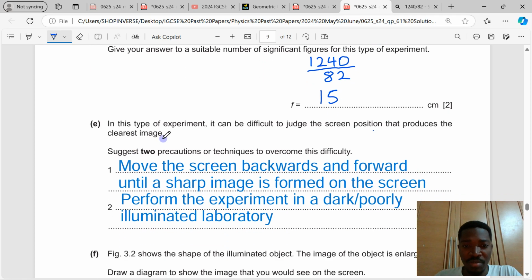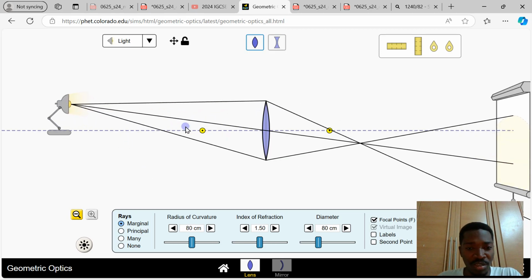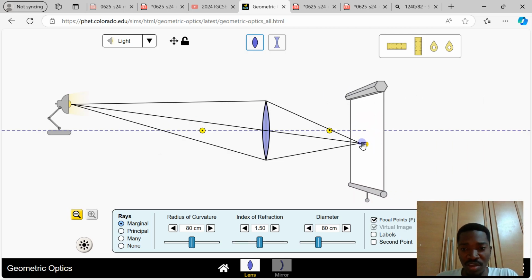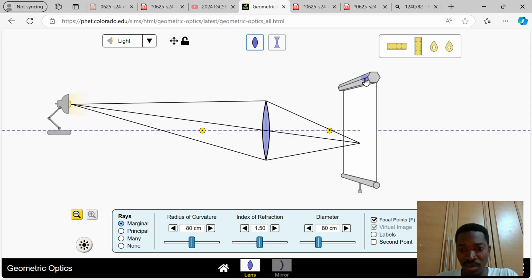Now, in this type of experiment, it can be difficult to judge the screen position that produces the clearest image. State two precautions or techniques to overcome this difficulty. We're able to see these lines because this is a simulation, but in a real life setting, these lines will not be here. You know where these lines cross now. This is the position where you have the sharpest image. If I bring my screen here, the sharpest image will be formed here. That's a real life setting.